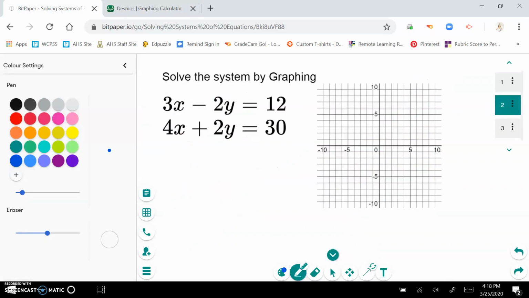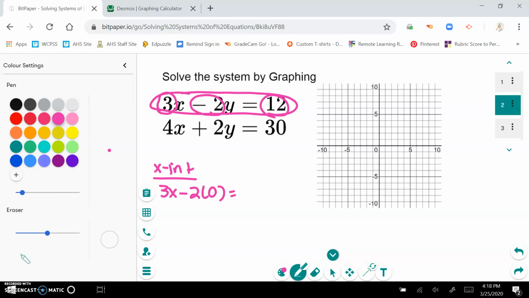Taking a look at the second one, this is also solving by graphing, although this time my equations are in what we call standard form, ax plus by equals c. You can graph this line in 2 ways. Remember, we can look at our intercepts, or we can solve it for y. When I look at this equation, I see that 3 and -2 both divide into 12. So I can easily find my x-intercept: 3x minus 2 times 0 equals 12, so 3x equals 12. Divide by 3, x is equal to 4.